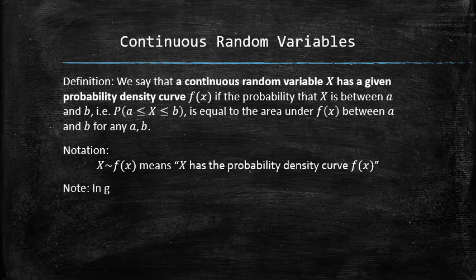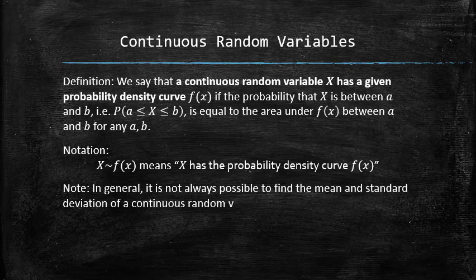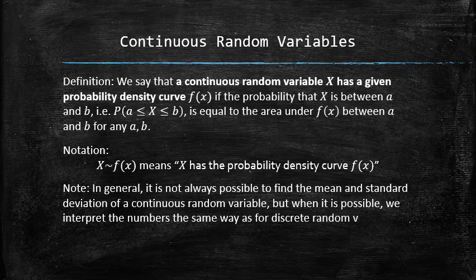Note that in general, it is not always possible to find the mean and standard deviation of a continuous random variable. But when it is possible, we would interpret the numbers the same way as we did for discrete random variables. That is, we would use the 3 standard deviations rule to decide which values are expected, or likely, or unlikely to happen.